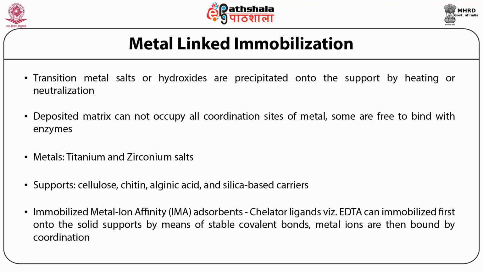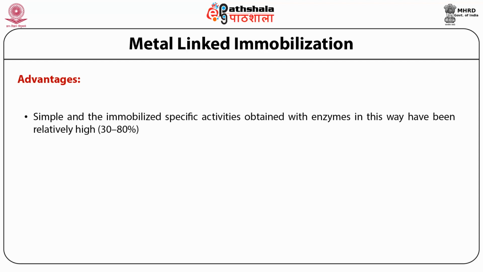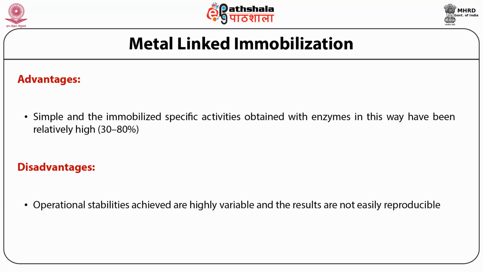Chelator ligands such as EDPA can be immobilized first onto the solid support by means of a stable covalent bond, and then metal ions are bound by coordination. So, metal-linked immobilization is simple. The immobilized enzyme has a relatively high specific activity, and you can achieve 30 to 80% specific activity when using metal-linked immobilization. But the disadvantage of this method is that the operational stabilities achieved are highly variable and results are not easily reproducible.